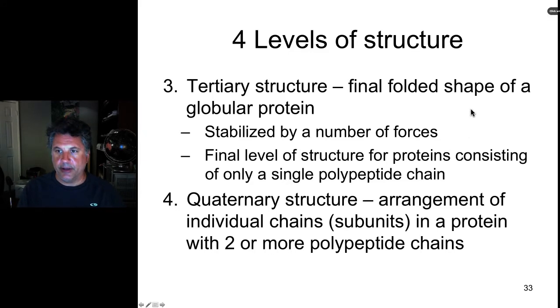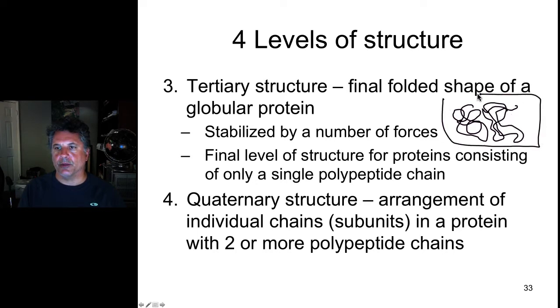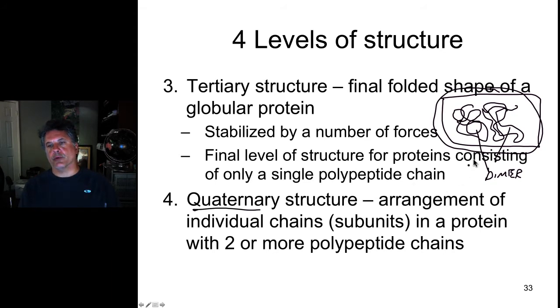So if you have a protein that has two subunits, let's say, there's one protein chain, and that comes together with another protein chain. And this now is the functional protein. This would be a dimer because there are two subunits. There are two polypeptide subunits. And we would refer to the overall structure of these two polypeptide chains coming together as the quaternary structure. So quaternary structure only applies when a protein has more than one subunit.